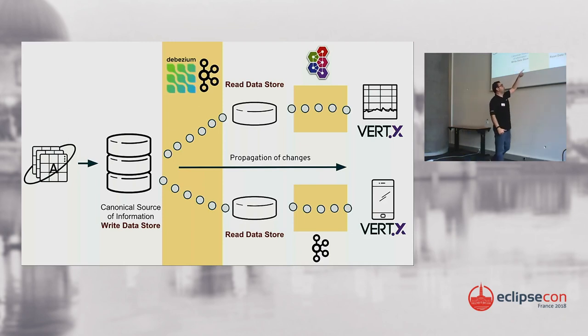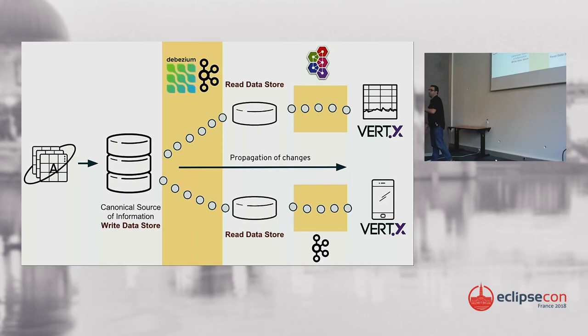Then I have two read data stores. Both are actually microservices, but they can be used as data stores. One is going to send out the data to ActiveMQ, and I have an application using Vert.x that will just display a nice chart. I have another one here that will resend the data to Kafka, and I will do some analysis of the data and detect alerts.